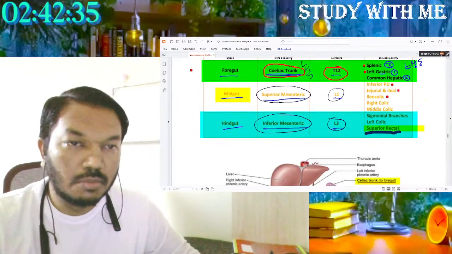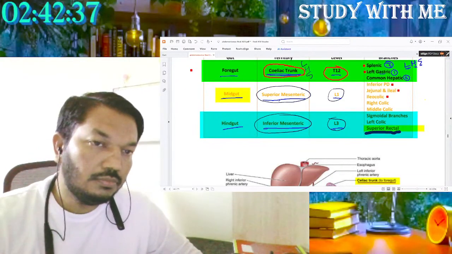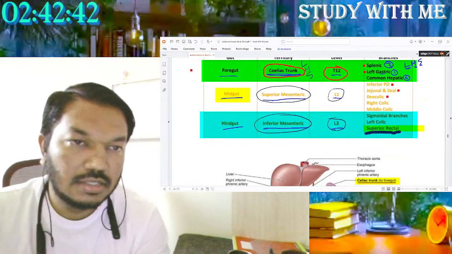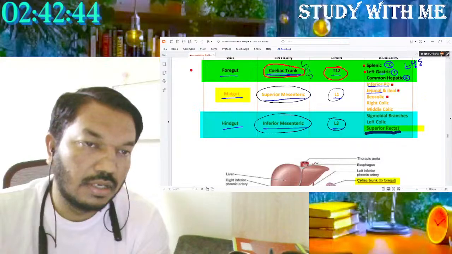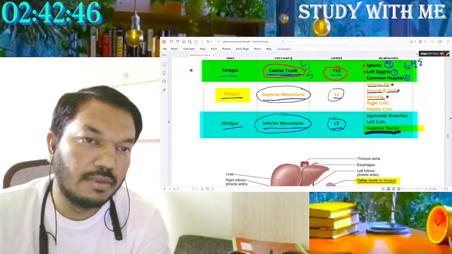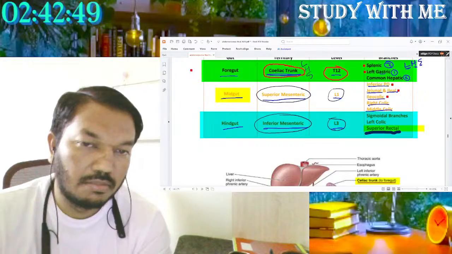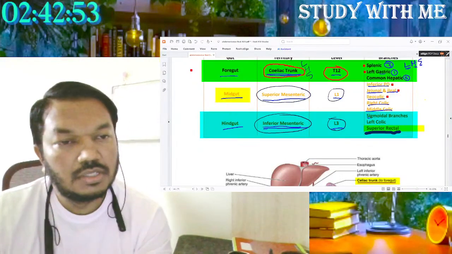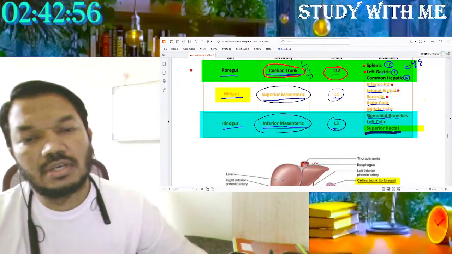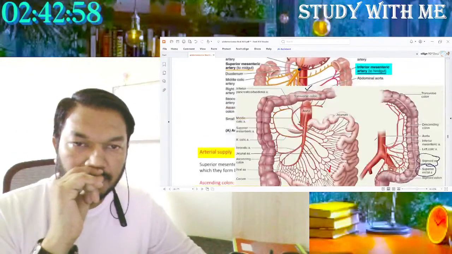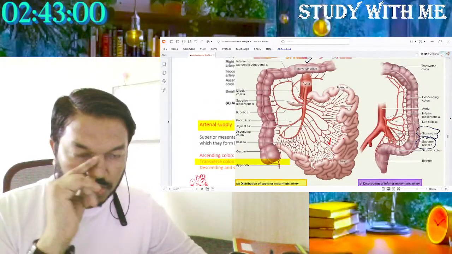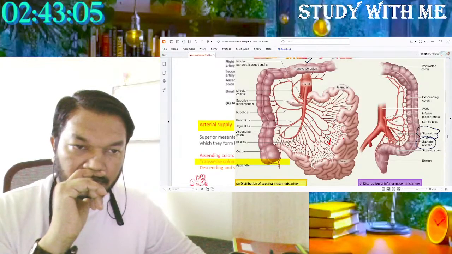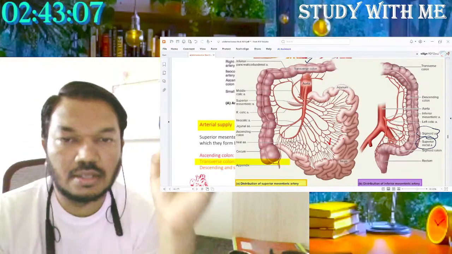Then midgut from the superior mesenteric artery. It has branches: inferior pancreaticoduodenal, jejunal and ileal branches, ileocolic, right colic, and middle colic branches. And hindgut from the inferior mesenteric artery; branches are sigmoidal branches, left colic, and superior rectal branches. This picture you have to see very nicely and understand it. This is the superior mesenteric artery and its branches.